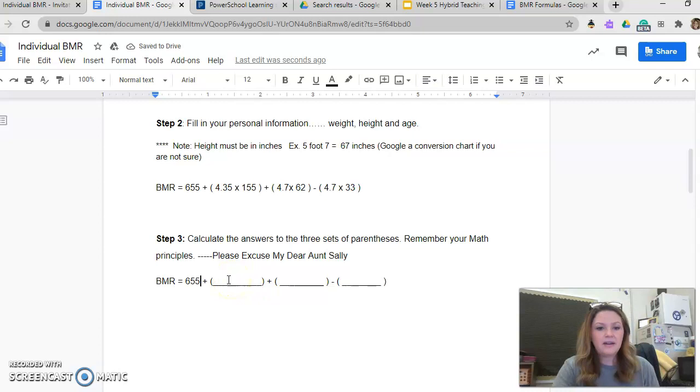So in order to do this set of parentheses, let me do my math. Okay. So I would say 4.35.